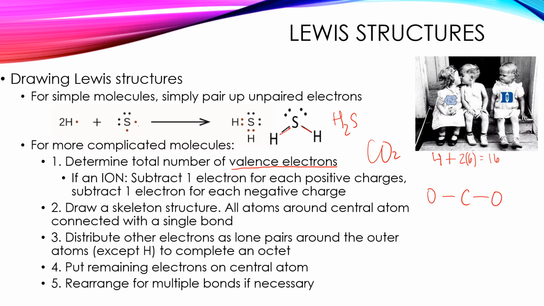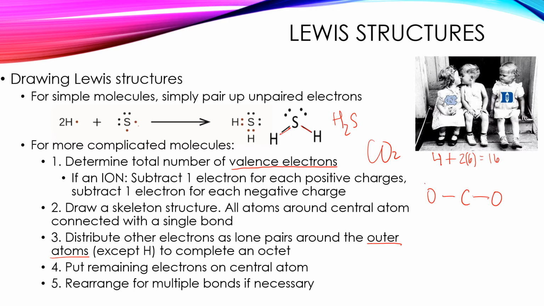We just put our central atom with all the atoms bonded to it with a single bond. So now we're going to distribute other electrons as lone pairs on the outer atoms first to complete their octets. You notice here I say except hydrogen. If hydrogen is bonded to something, it's already full because it can only have 2 total. So right now we have accounted for 4 electrons. So 16 minus 4, I have 12 electrons left to include in my Lewis structure.